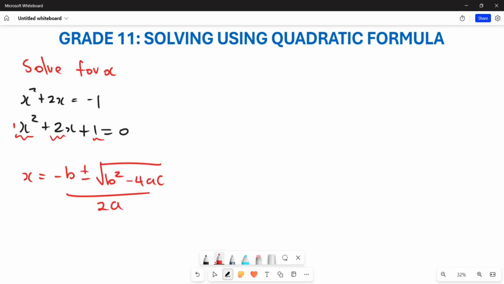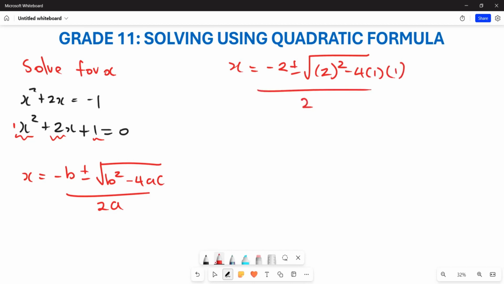Now you are going to substitute all the values of A, B, and C in here. So your x is going to be equal to negative 2, since B is 2, plus or minus the square root of 2 squared subtract 4 times A, which is 1, times C, which is 1. This is divided by 2 times 1. And now this is the same as x equals negative 2.